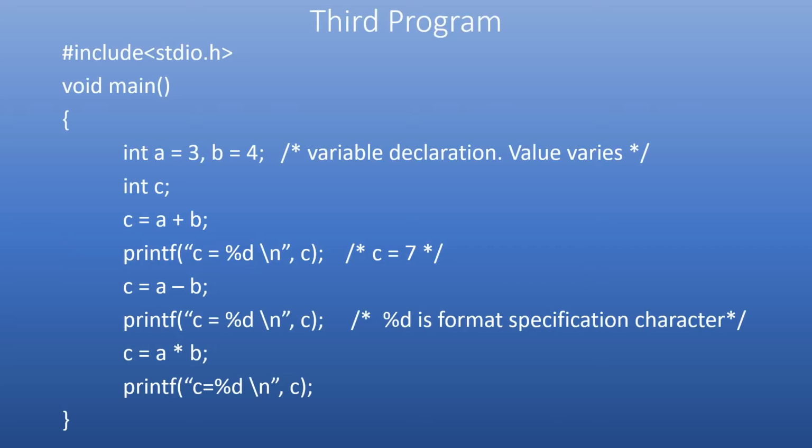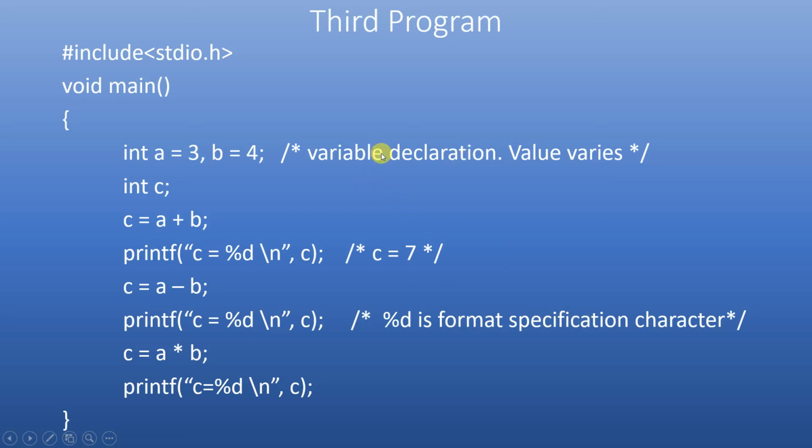This is the third program, and the purpose of this program is to demonstrate various arithmetic operators in C programming. We all know what arithmetic operations are: addition, subtraction, multiplication, and division. In this third program, we discuss only three of them: addition, subtraction, and multiplication. The division operation we shall discuss in the next program. Here in this program, I introduce you to two concepts: variable declaration and format specification.